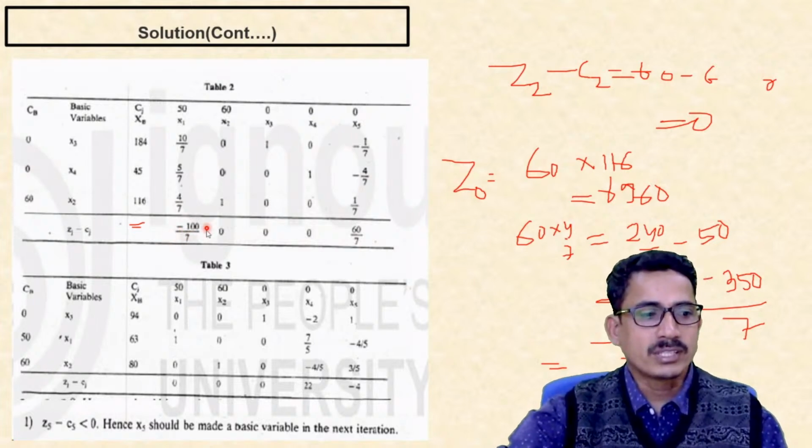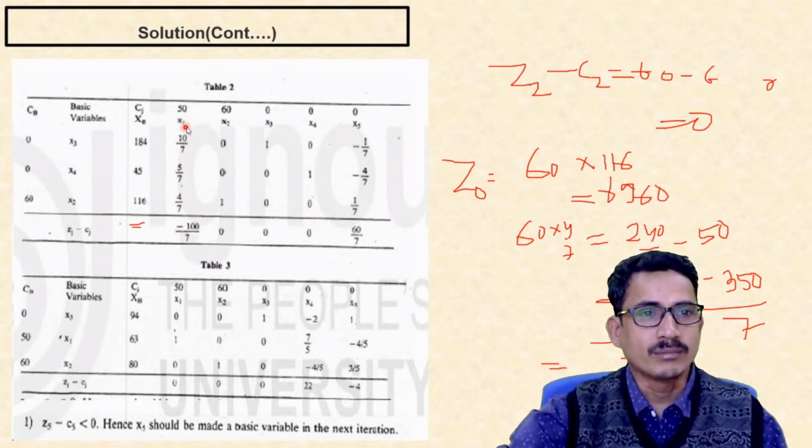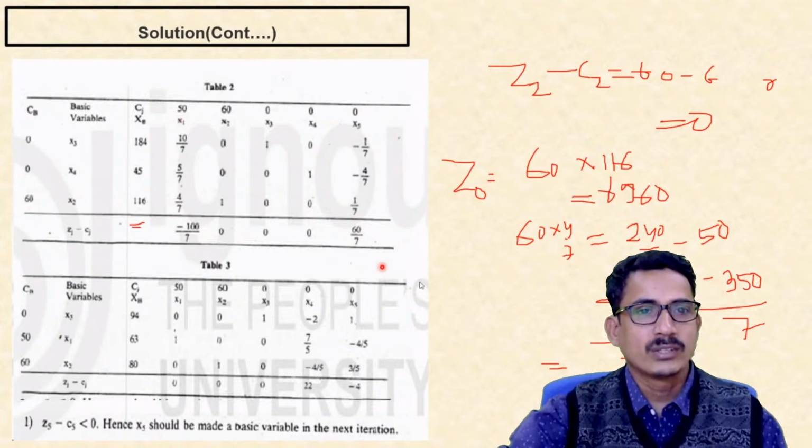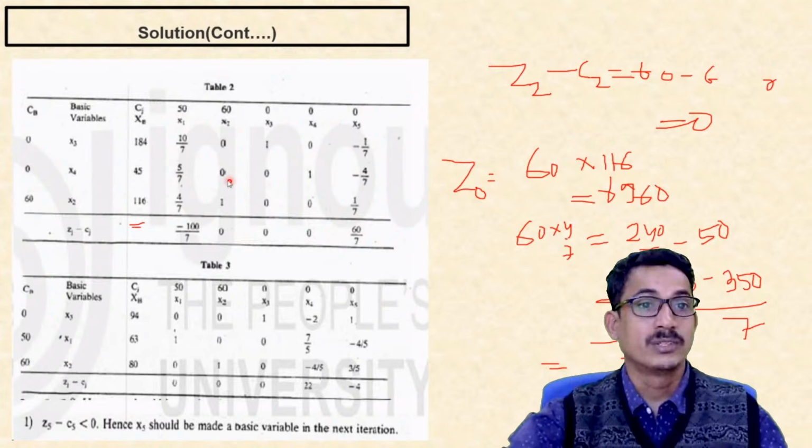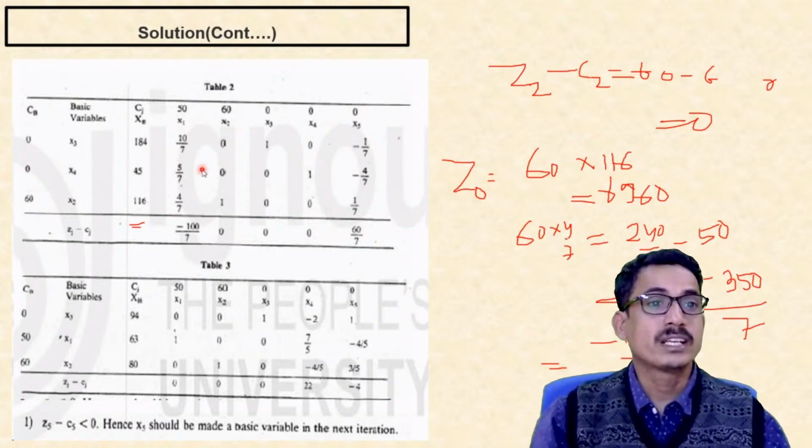Now this target row has negative values, and this column will be the entering column. In the above table, what is written? x1. The x1 is the entering variable, or incoming variable, for the next table. If x1 is entering, one of x3, x4 and x2 will be outgoing. Which one will be outgoing?